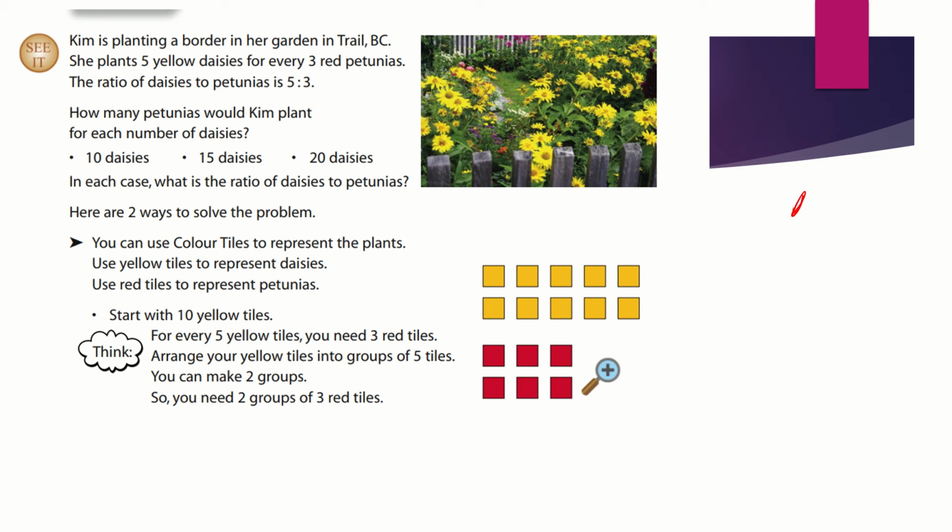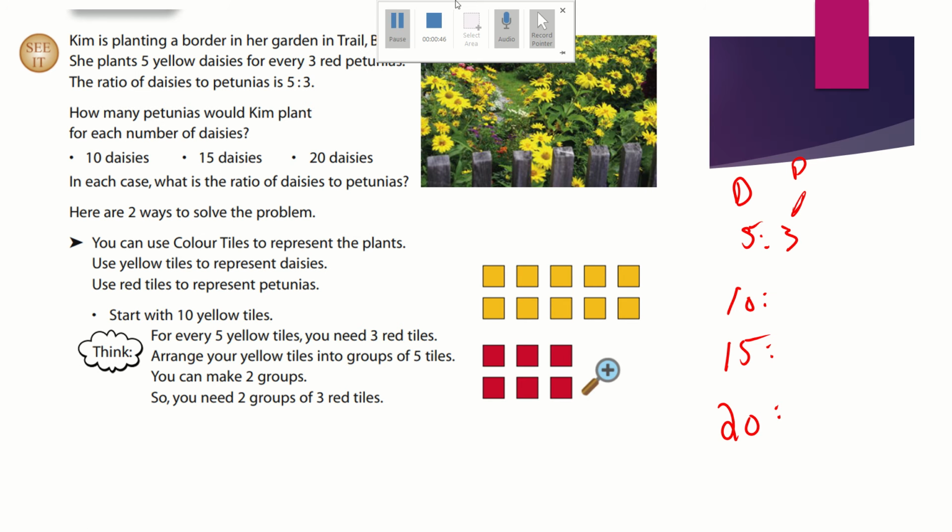So Kim is planting a border in her garden in Trail, BC. She plants 5 daisies for 3 red petunias. Okay, so I'm going to write 5 to 3 right here. So the ratio of daisies to petunias, D and P, is 5 to 3. The question here is, how many petunias would Kim plant for each number of daisies? And we have 10 daisies, and we have 15 daisies, and we have 20 daisies.